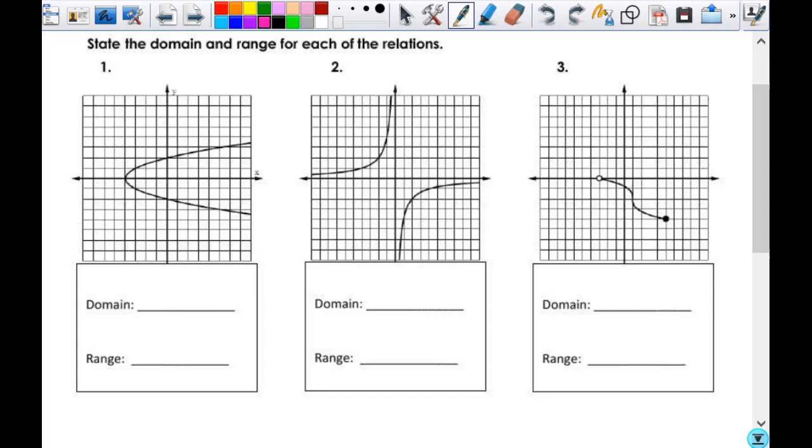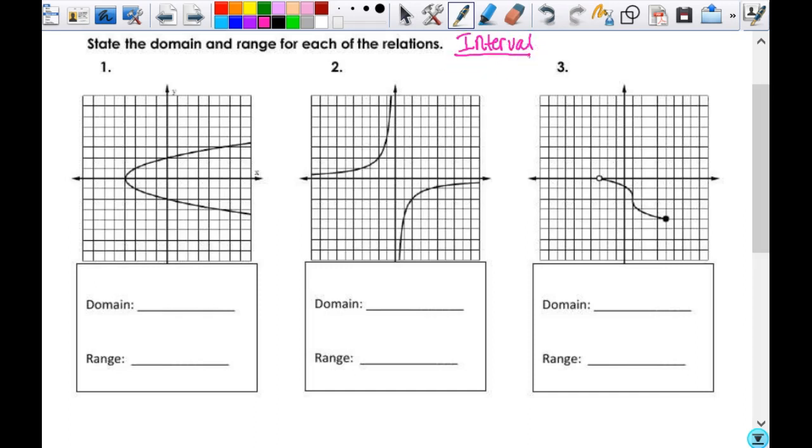All right, so here is the key to your test review. On 1 through 3, it says state the domain and range for each of the relations. So remember, if it does not say what type of notation to use, we use interval. So interval notation is what we want here.